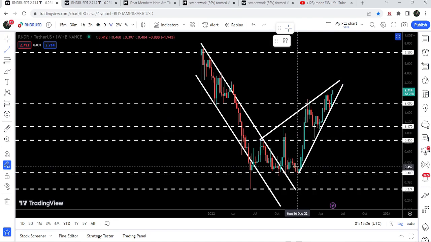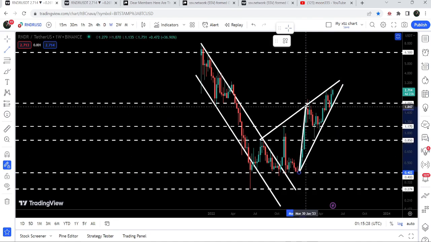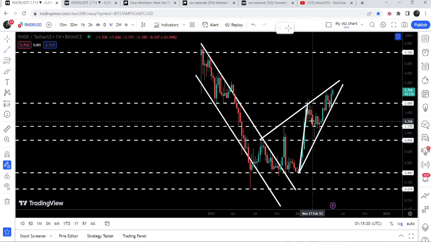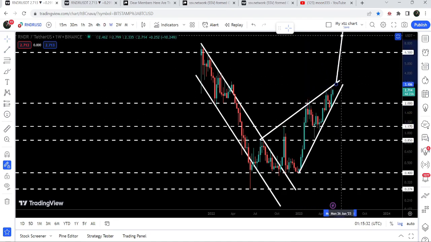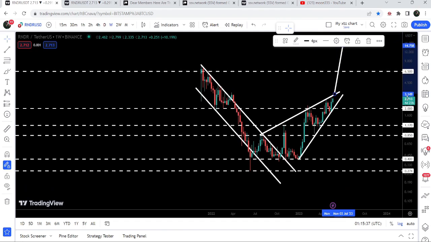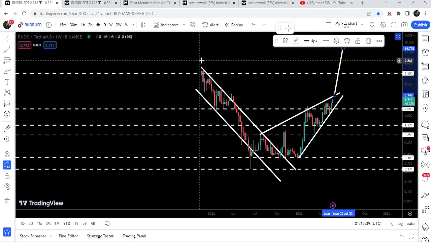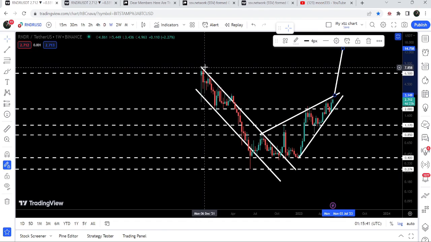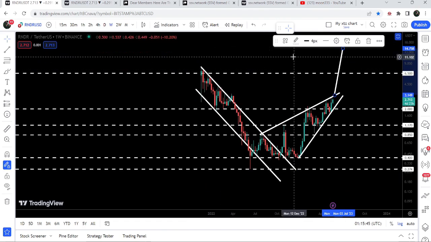And now if we take a look at the final target for this rising wedge pattern after the breakout, then the target for this rising wedge pattern can be here. That will be approximately at $15. And the target for this channel is here at the top of the channel. That is approximately between $8 to $10. So this was the update so far.